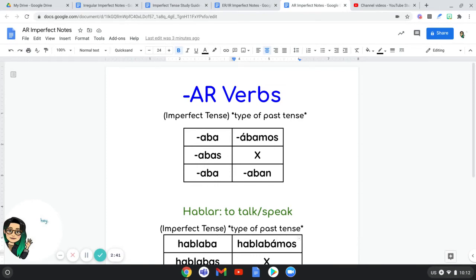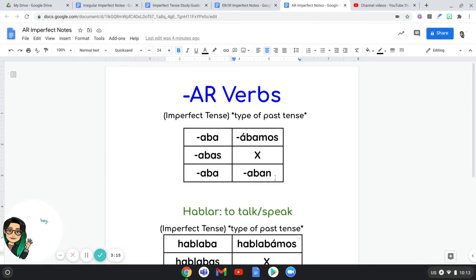So for AR verbs in the imperfect tense, again, this is a type of past tense, they look like this. The ending for yo is aba, A-B-A. The ending for tú is abas. The ending for él, ella, usted, again same as yo, that's one of the rules, is aba again. The nosotros, another rule, has an accent on the A, and it's ábamos. That looks relatively similar to nosotros with the AMOS at the end. And then ellos, ellas, ustedes would be aban.